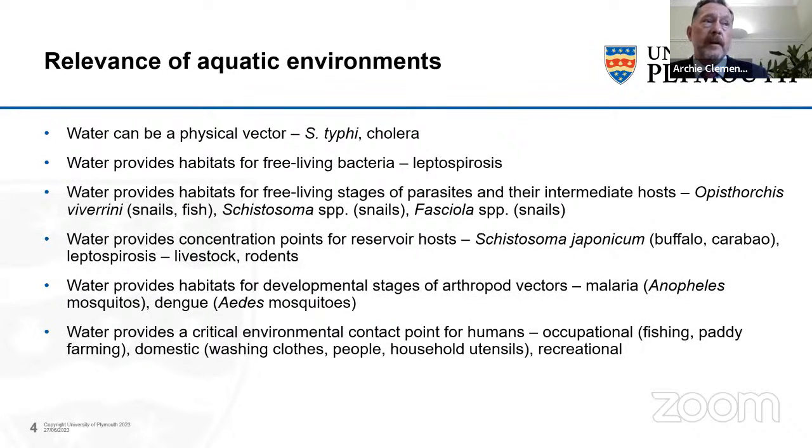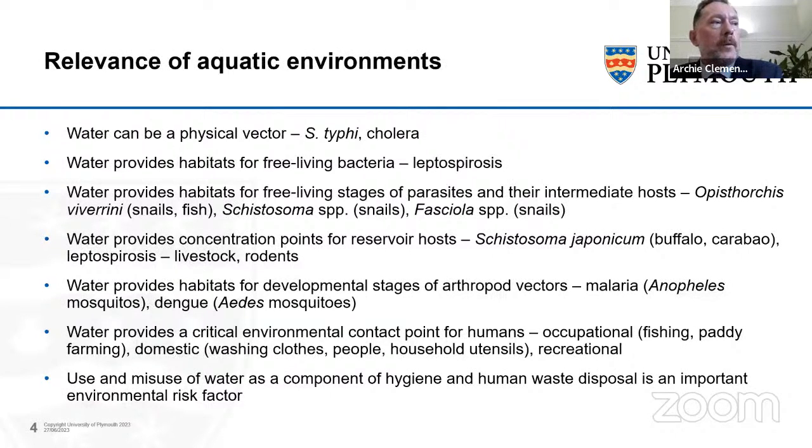Water also provides a critical environmental contact point for humans. That could include an occupational contact point through fishing or paddy farming, or it could be an important contact point for people undertaking domestic activities like washing clothes, washing children, washing household utensils. And also importantly, water can provide a critical contact point as part of recreational exposure. That might be people whitewater rafting or swimming or undertaking other recreational activities that involve water.